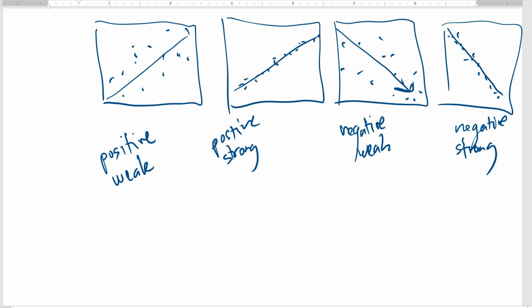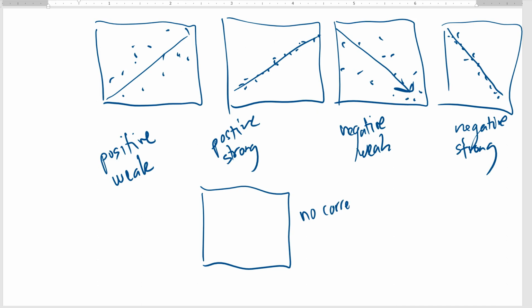The other option is that we can see no correlation. And that is where we just have kind of a bunch of points, and I couldn't see either a positive or a negative line making sense. I don't really see a pattern there. I don't see it going up at all or down at all. This we would call no correlation. Okay?